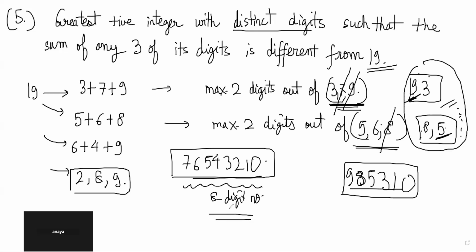The way we made the 8 digit number is to realize that let's remove the problematic numbers like 9 and 8 first. Then I am left with 8 digits from 7 to 0. And there is no issue of any 3 digits adding up to 19 now.